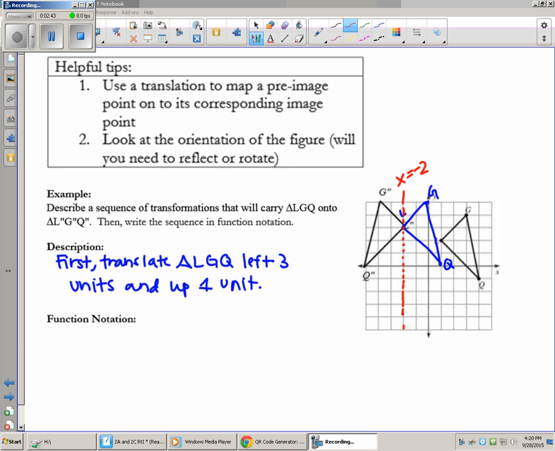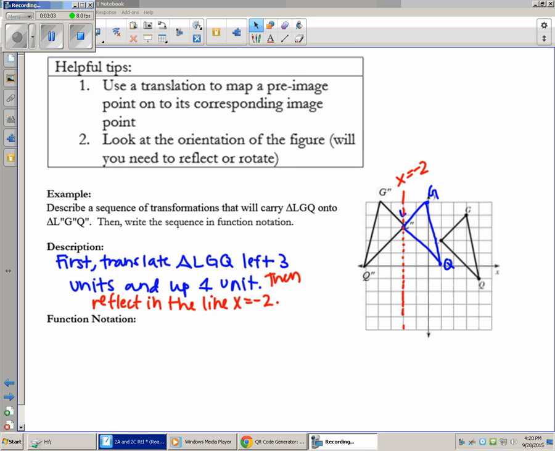So after we translate triangle LGQ left 3 units and up 1 unit, I'm going to then reflect in the line x equals -2. This isn't the only possible answer, however, one that would carry triangle LGQ onto triangle L double prime, G double prime, Q double prime. So now that we've described our sequence, we're going to take this description and translate it into function notation.